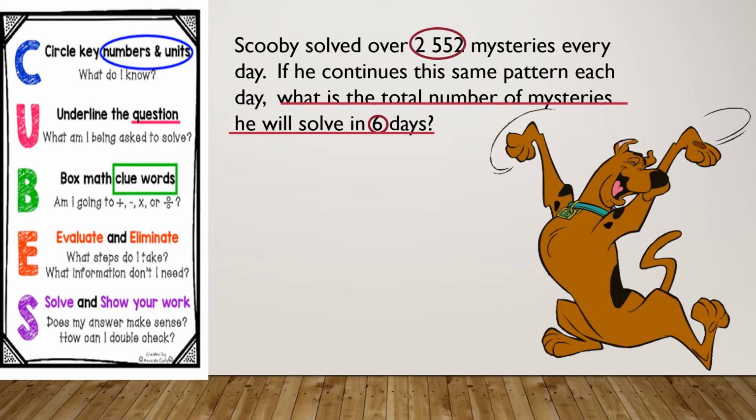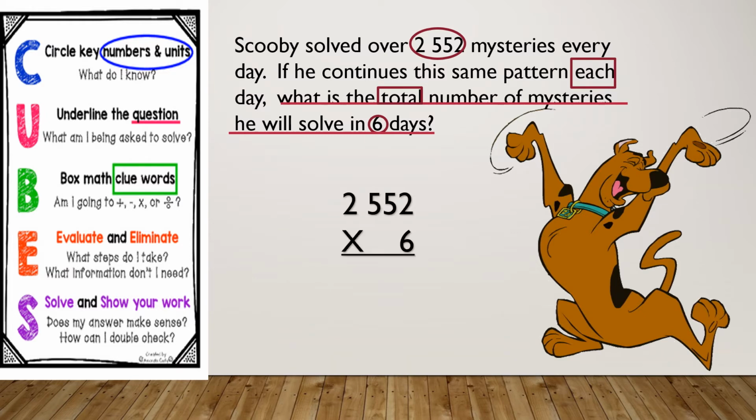Do you see any math clue words? Yes, total is a math clue word. So now which operation should you choose? Because total is a clue to add and total is a clue to multiply. Now if you see each in the same word problem with total, each and total is a clue that you should multiply. So we're going to multiply. So now let's set it up.